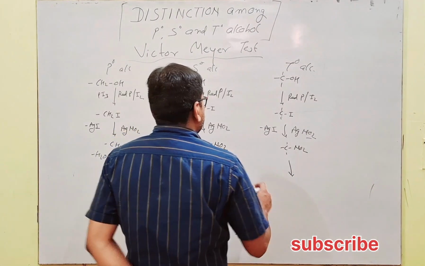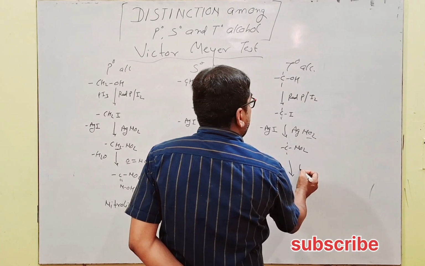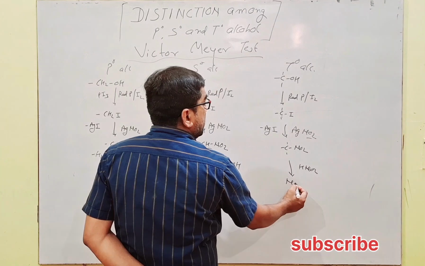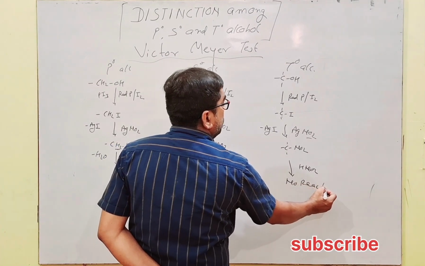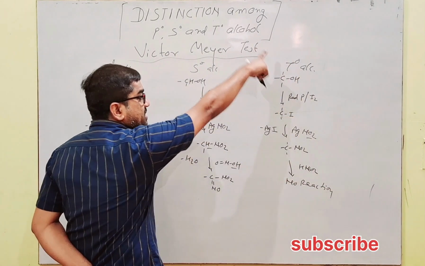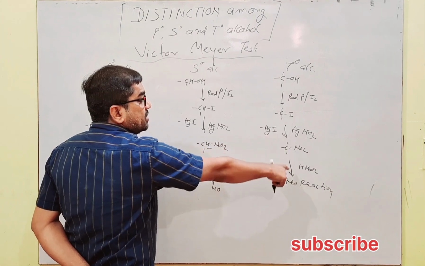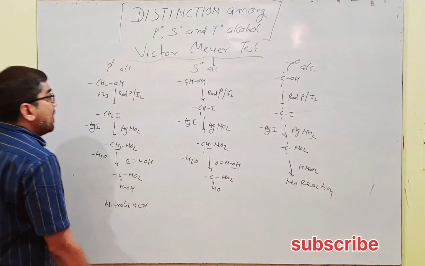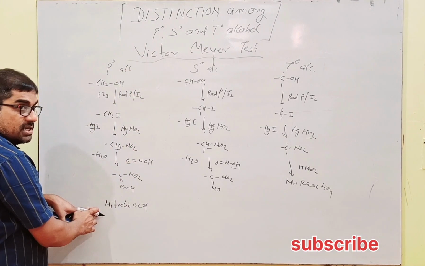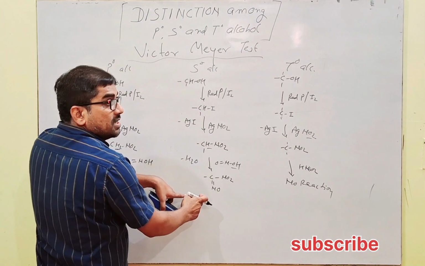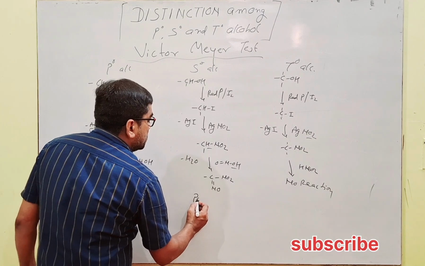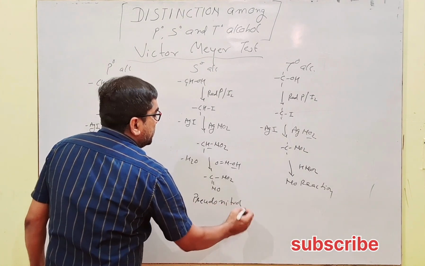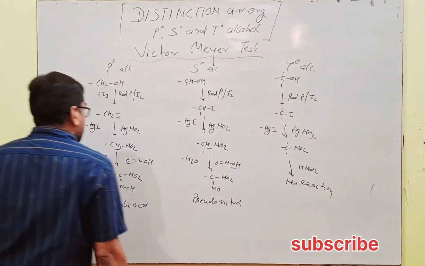Now here no hydrogen is present, so water is not eliminated. No reaction is carried out. No reaction in tertiary. Reaction stops after AgNO2. When HNO2 is introduced, then no reaction is carried out. While here in primary, nitrolic acid. In secondary, pseudonitrole is obtained, and here no reaction.